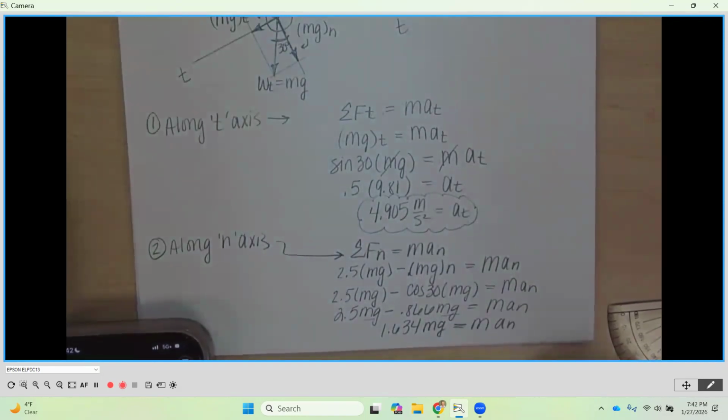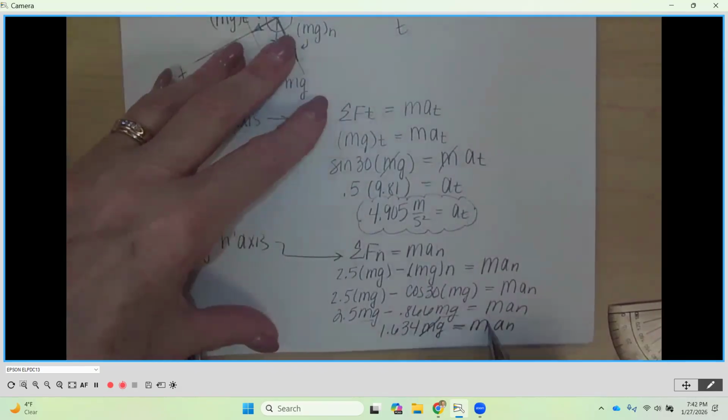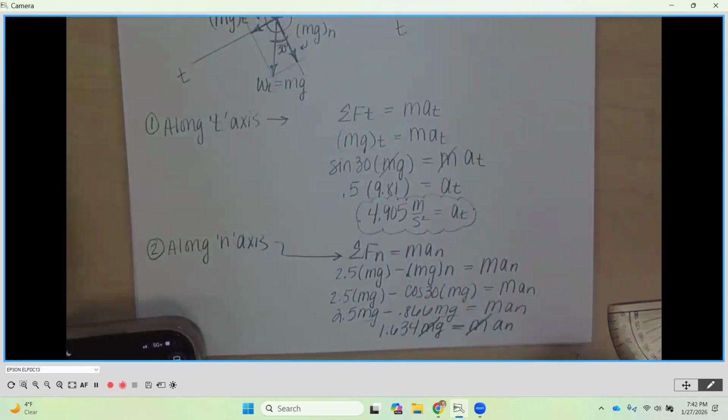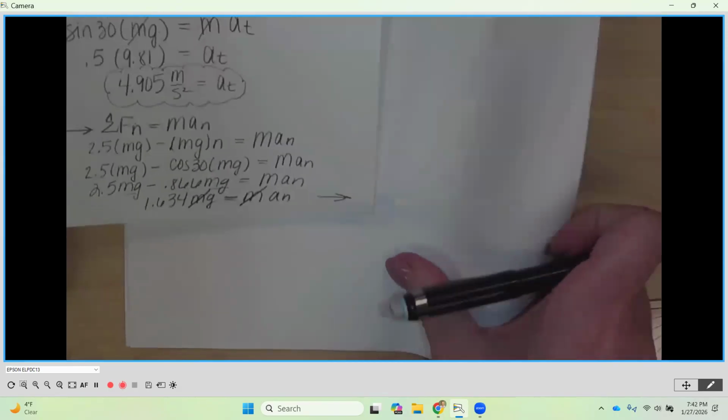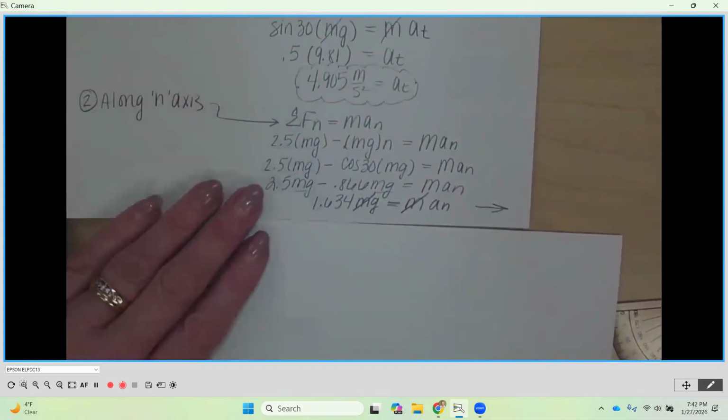Mass is on both sides again, right? So we can cancel out the m on either side. And we know that gravity is the 9.81, right? I've run out of room here. I've got to go to the other side. I'm going to continue on.